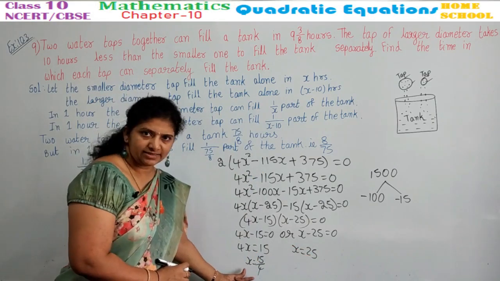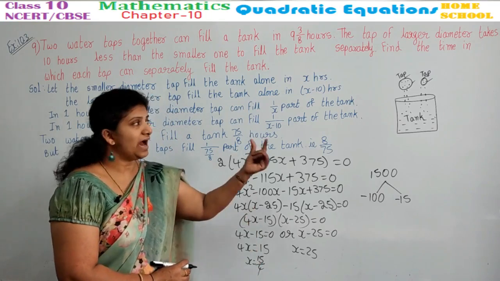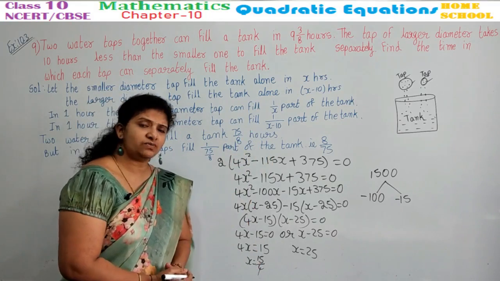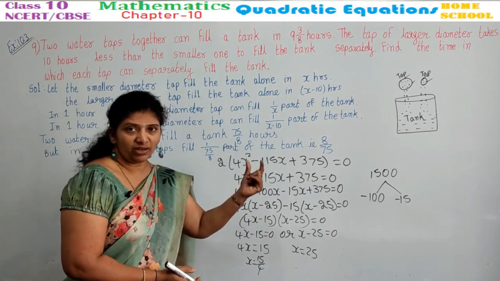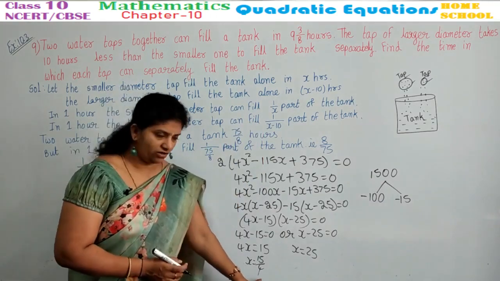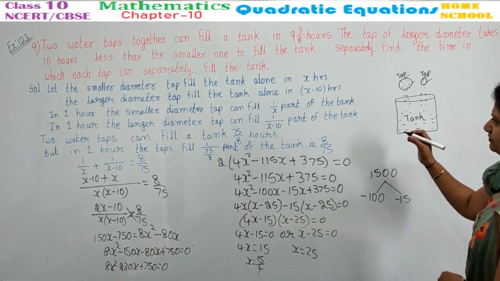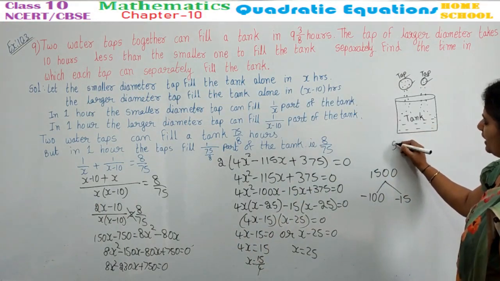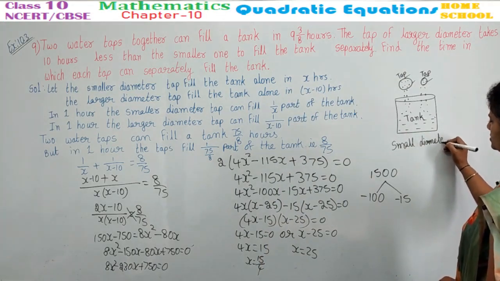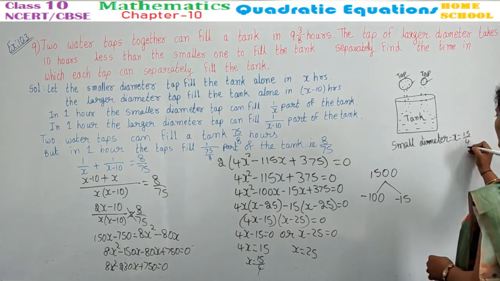What is this, children? x here. We are talking here about the time taken by larger diameter tap and smaller diameter taps. Now what is x value? It is time taken by the smaller diameter tap. Okay, we got now x is equal to 15 by 4 and x is equal to 25. Now, time taken by the smaller diameter tap is equal to x is equal to 15 by 4.